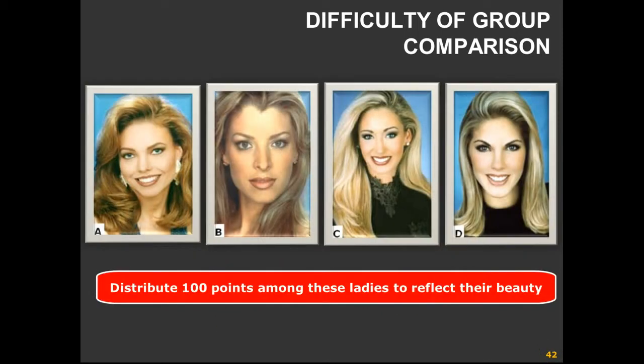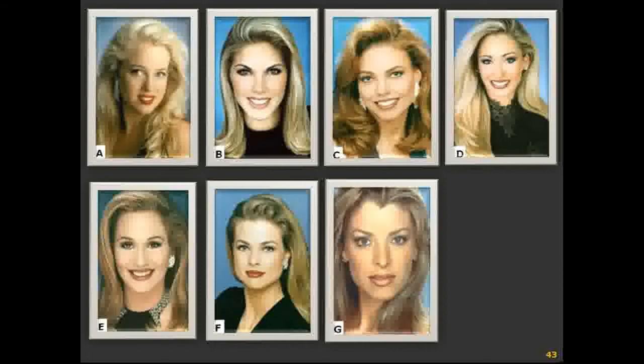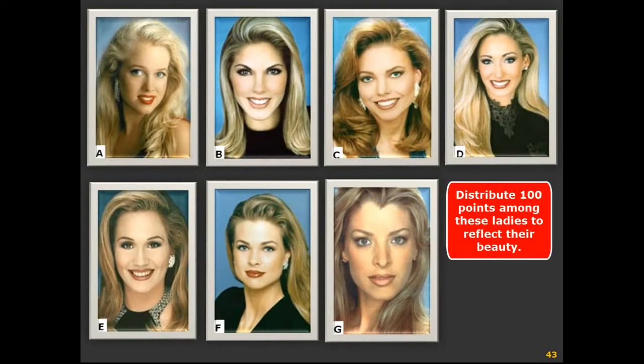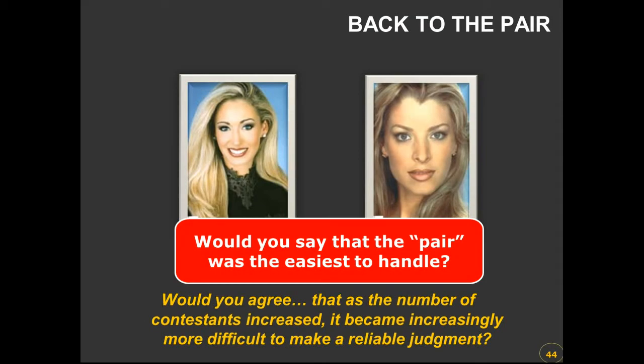A minute later, 4 pictures pop up, and once again you're asked to distribute 100 points among these ladies to reflect their beauty. Well, it got a little more difficult, but still manageable. A minute later, 7 pictures pop up, and this time you simply decide to give up because it requires a lot more attention. Would you say that the pair was the easiest to handle? And would you also agree that as the number of contestants increased, it became increasingly more difficult to make a reliable judgment? Yes, 2 was the easiest.